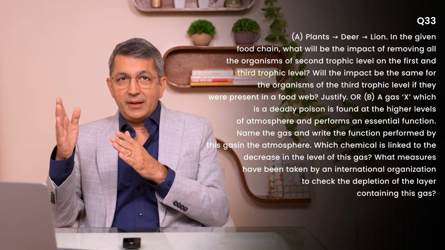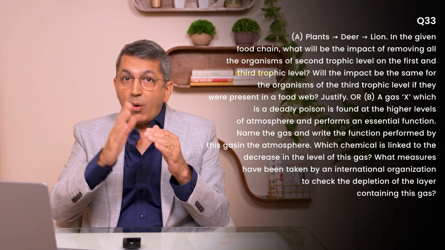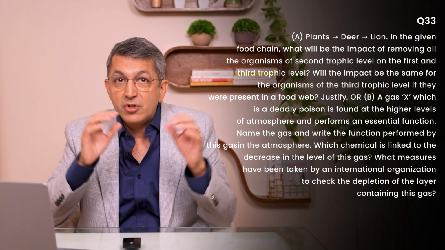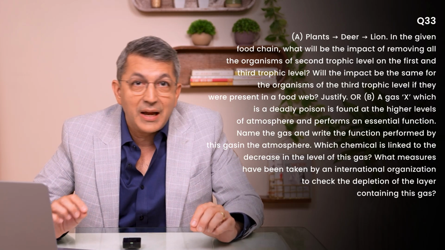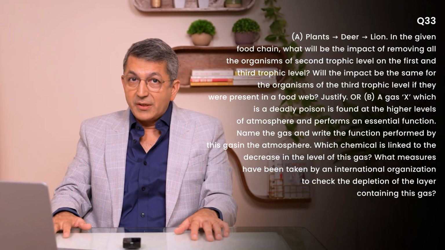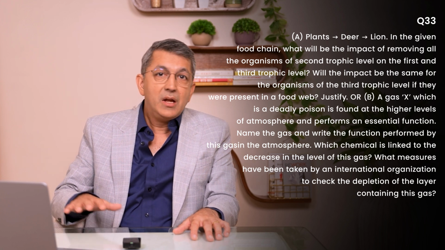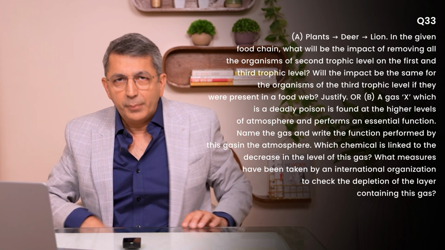Question 33A. Plants, deer, lion. In the given food chain, what will be the impact of removing all the organisms of the second trophic level on the first and the third trophic level? Will the impact be the same for the organisms of the third trophic level if they were present in a food web? Justify. Or B.